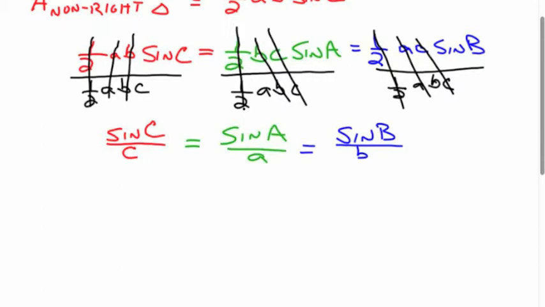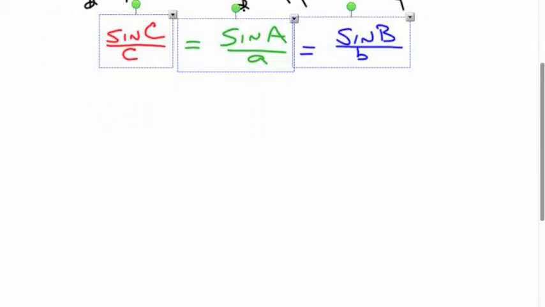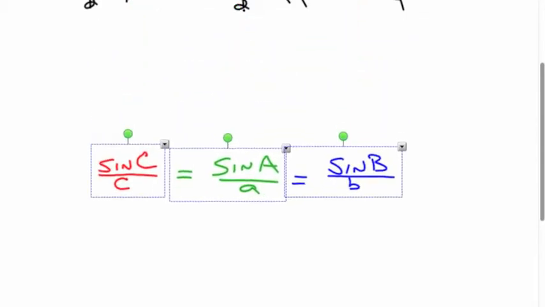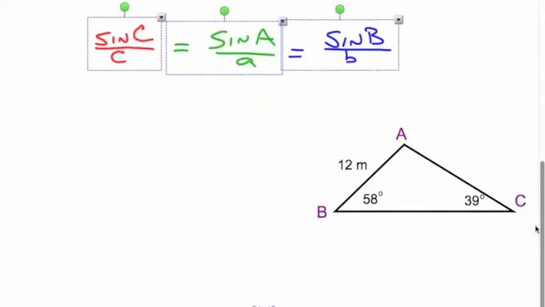And you'll see here in a moment how we can use each one of these to help us find different areas or different sides and angles. Okay? So here's what we're going to do. I'm going to move this down a little bit, and we are going to work on this problem here, and we're going to work on this triangle.